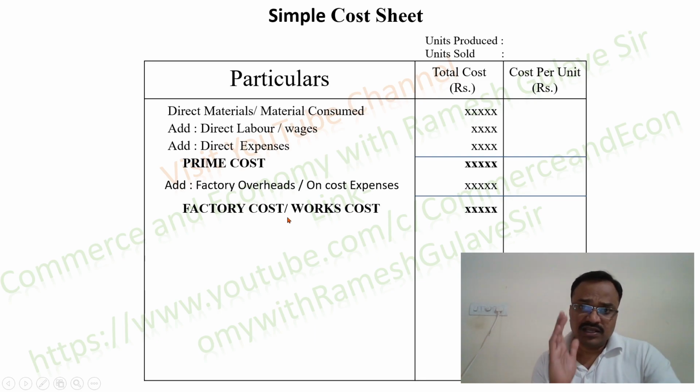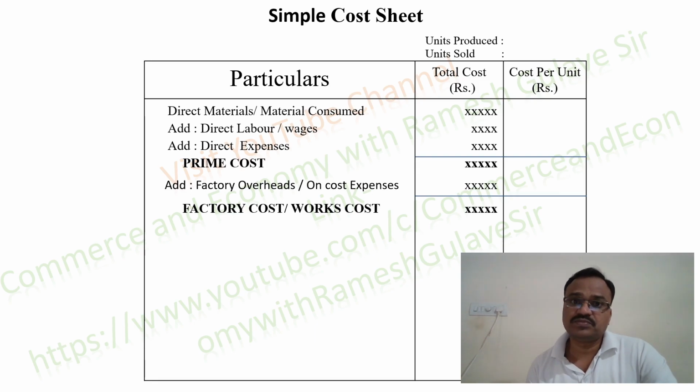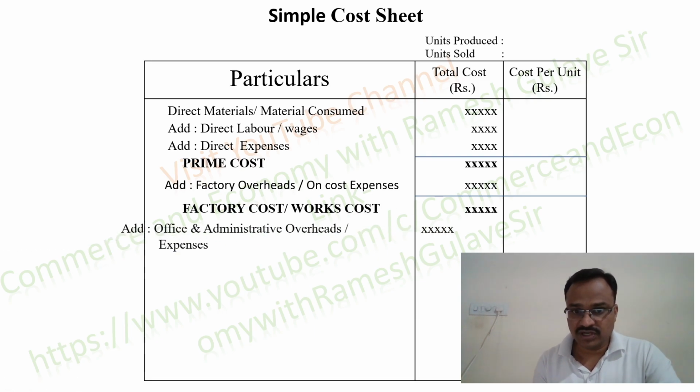So here see, if the format of cost sheet is clear to you, yes, see friends, this is the simple cost sheet or format of simple cost sheet. I'm going to discuss the format of cost sheet with stock adjustment as well in this same video, so that every concept related to this topic is clear and you will be able to answer the questions accordingly, right? So when we add factory overheads in prime cost, we get factory cost or work cost, right? So factory cost is also known as work cost, right?